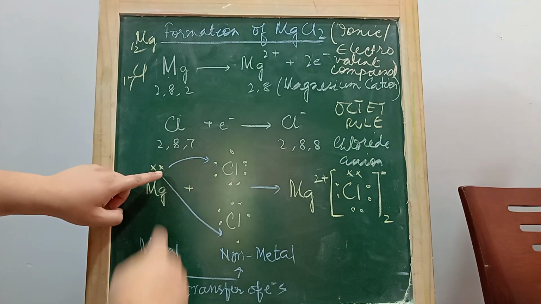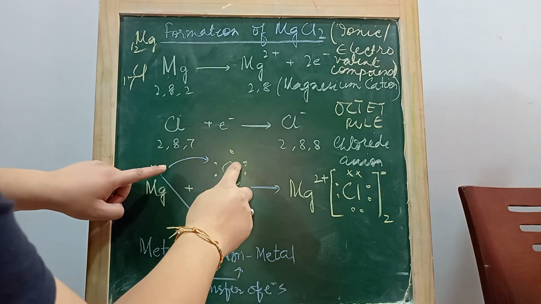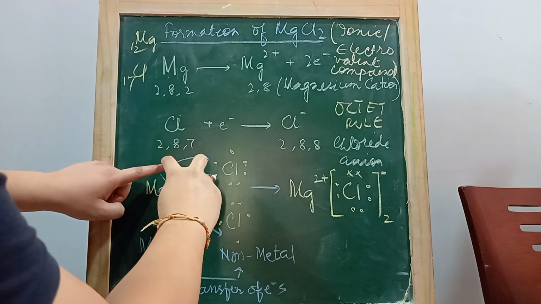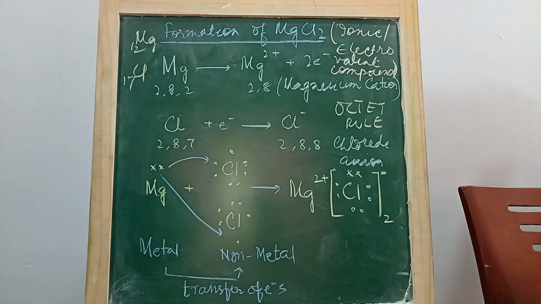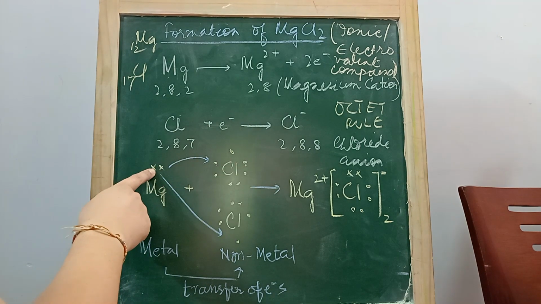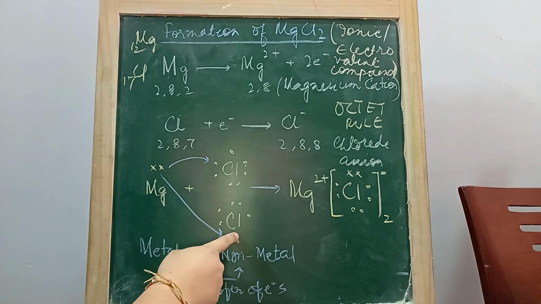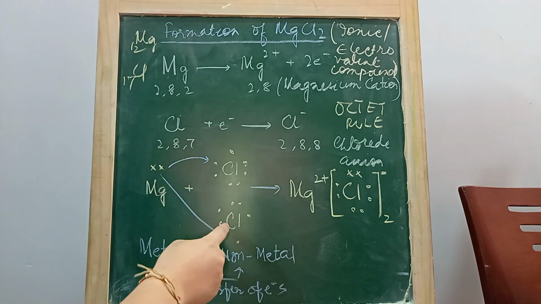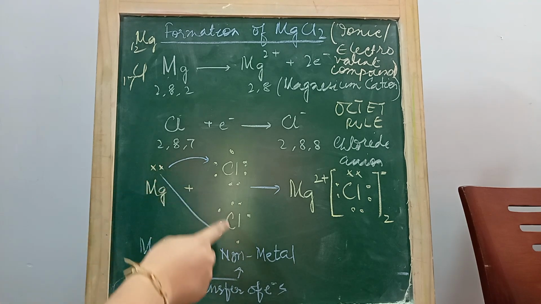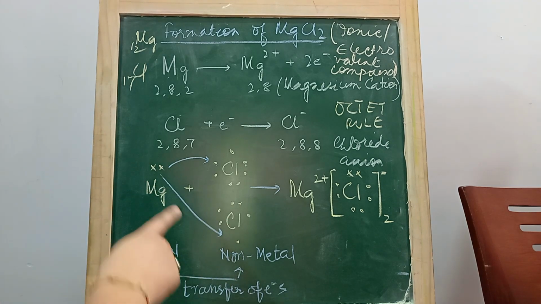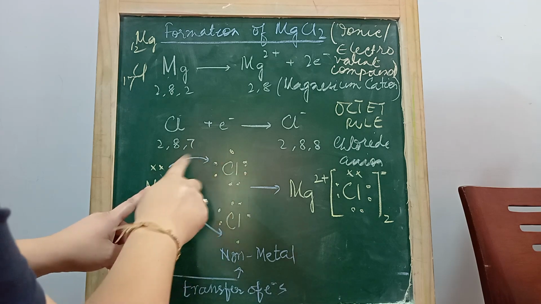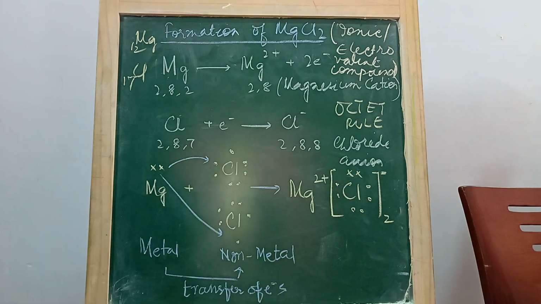So magnesium atom will give away electrons, but chlorine is able to take only one electron. So one electron will transfer from magnesium to chlorine, right? But magnesium has one more electron to be transferred. So it will need one more chlorine atom to come near it, and it will transfer the electron to it. So 2 electrons are transferred, one to each chlorine atom. So how will you write this?